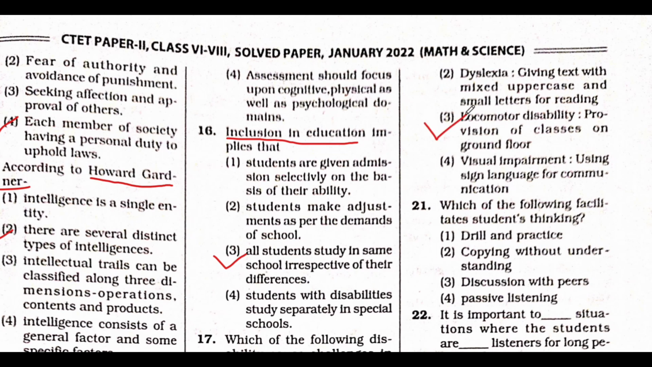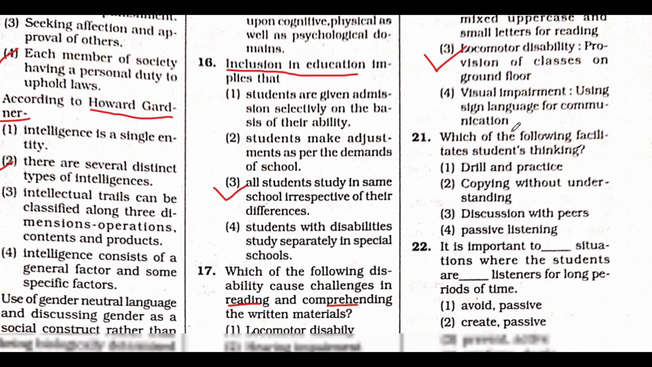So number 3 says locomotor disability, provision of classes on ground floor, which means the classroom should be on the ground floor for the people who have locomotor disabilities, which means movement disabilities. They are not able to walk. According to the Persons with Disability Act of 1995, you know that PWD Act was passed in 1995, right? So locomotor disability means what? It means the disability of the bones, joints or muscles leading to substantial restriction of the movement of limbs or any form of cerebral palsy. All right, let's go to the next question now.